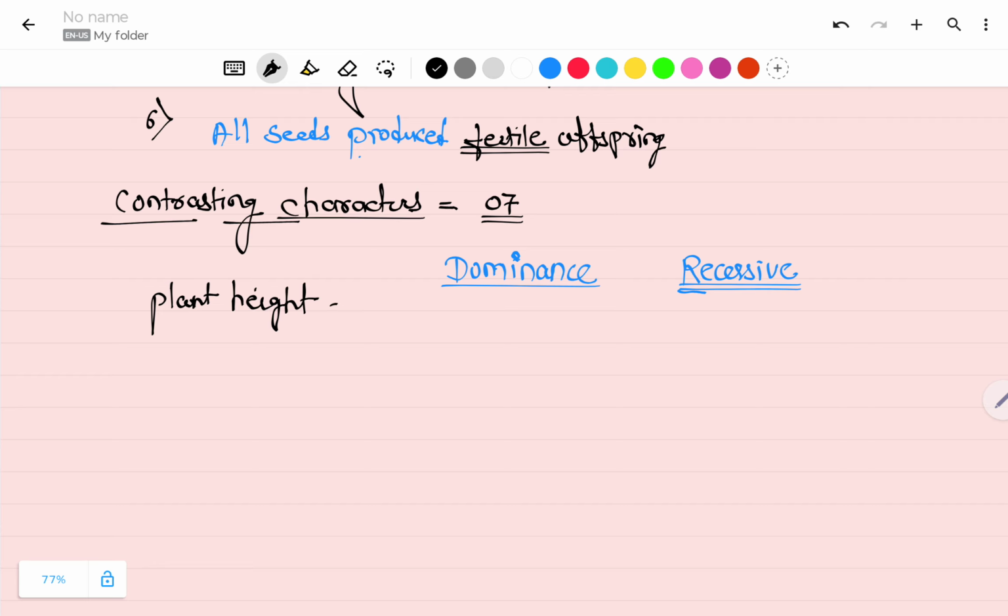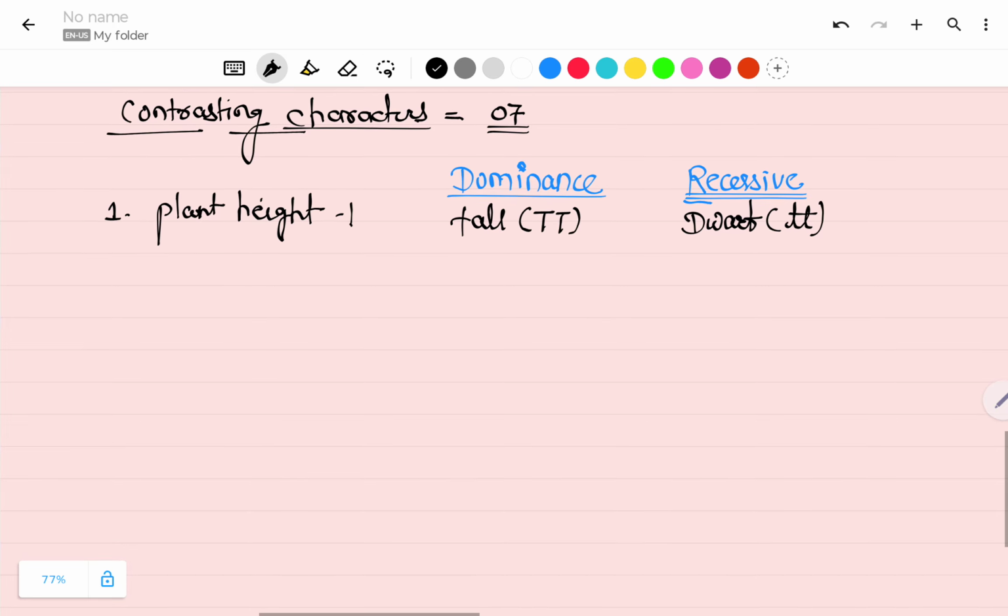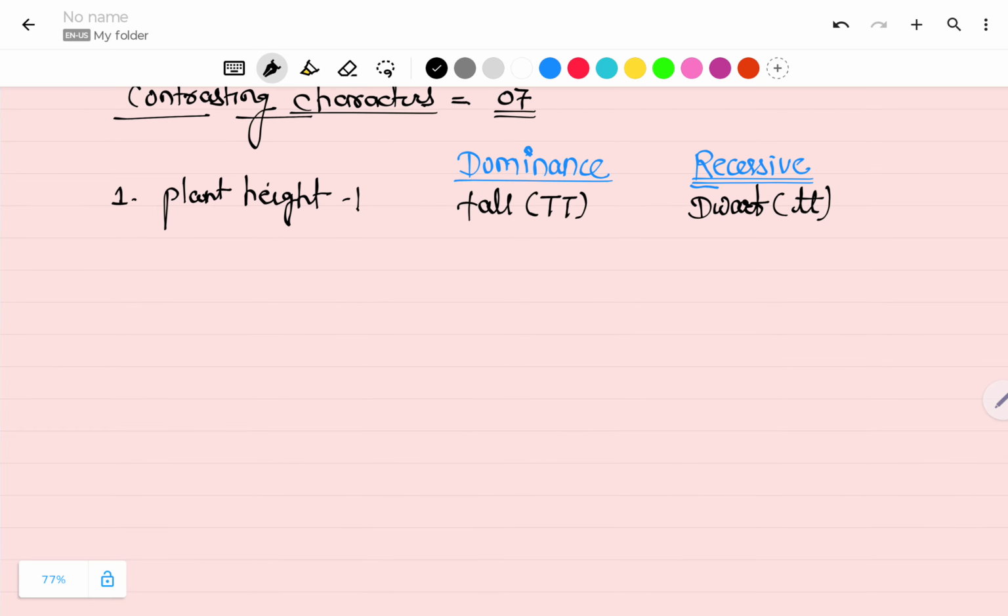Okay, first character, plant height. Now, plant height is what? That is tall. And what is the opposite word of tall? Dwarf or short. Now tall is represented as the capital letter, and dwarf is represented as the small letter. Okay, so this is the first character studied by Dr. John Mendel.